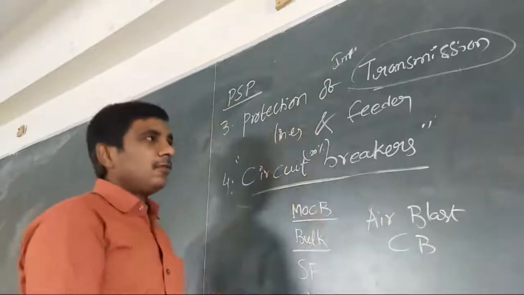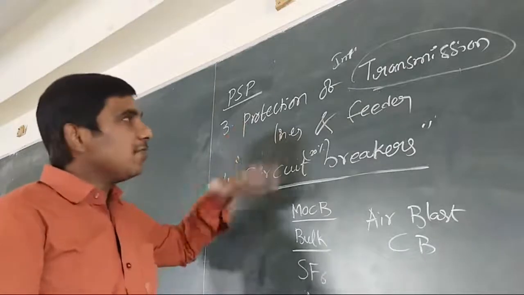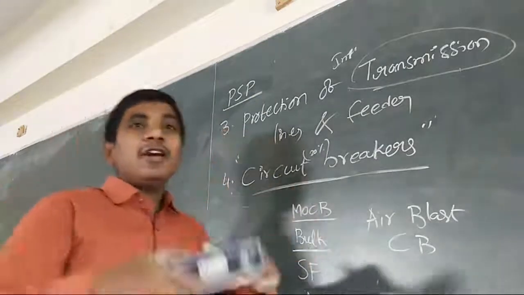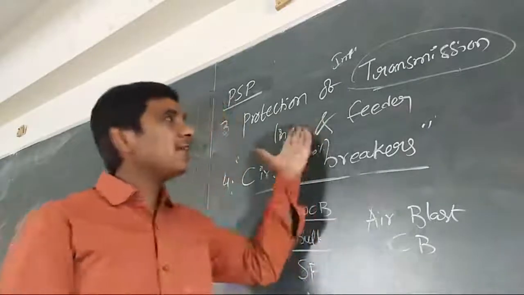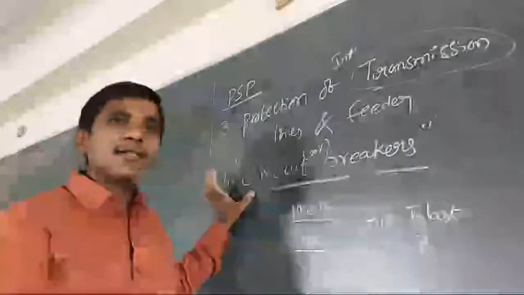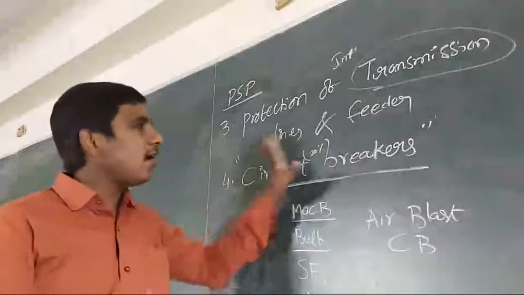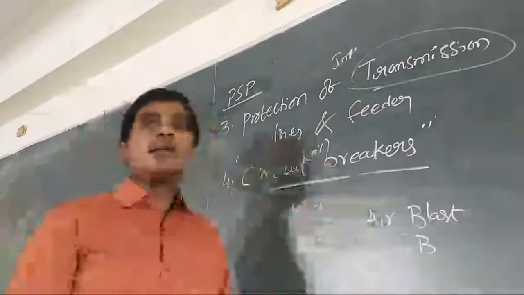In unit 4, we will study the circuit breaker. In the previous units, up to unit 3, we covered different types of relays and how relays were applied for generators, transformers, feeders and transmission lines. After that, we go for circuit breakers, different types of circuit breakers and basic theory about circuit breakers. What are the various methods to reduce the arc?